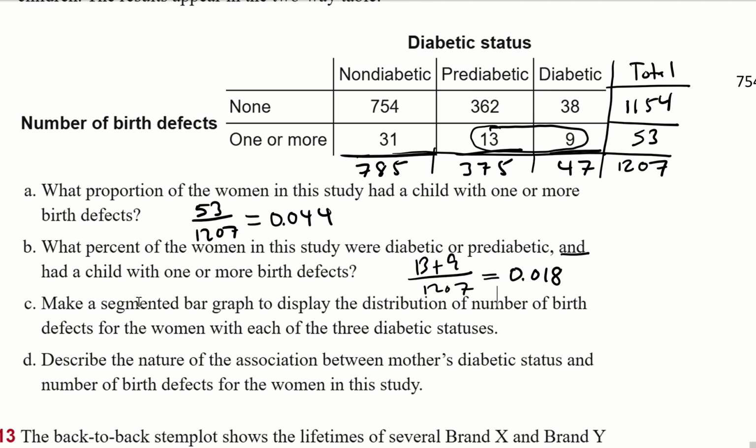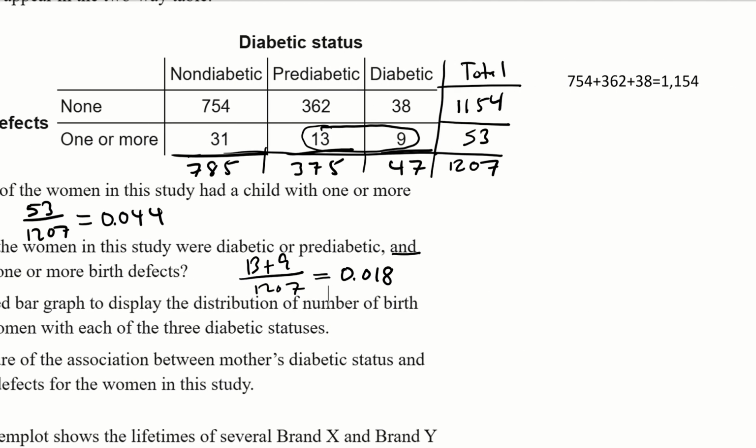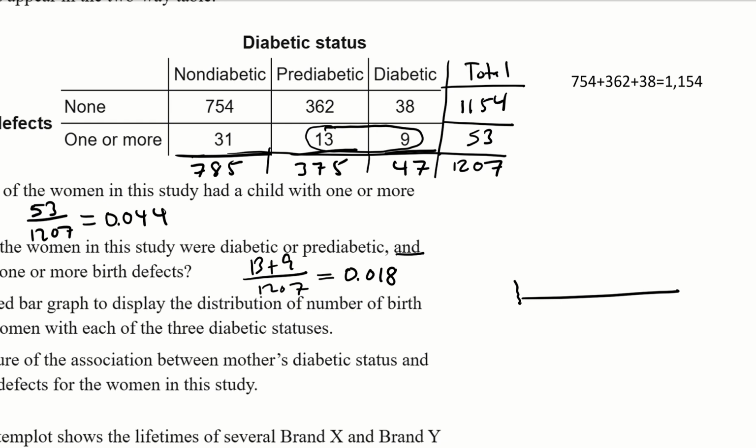Okay, so now part C. It says make a segmented bar graph to display the distribution of the number of birth defects for the women with each of the 3 diabetic statuses. Very important to understand this: when you're making a segmented bar graph, what goes on the x-axis is the explanatory variable. The x-axis is the explanatory variable. The y-axis is the response, or in this case, when you do your key with the different statuses, that's going to be your response variable. So that's very important.